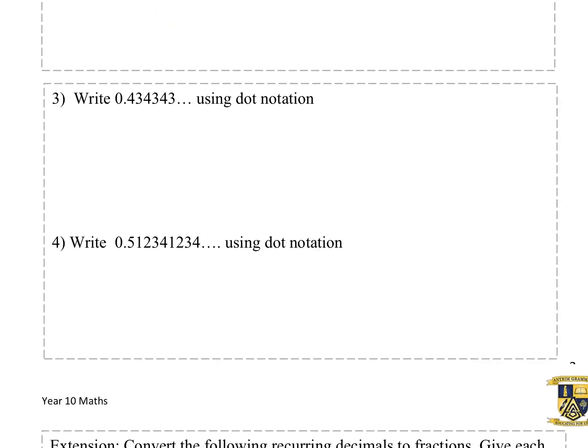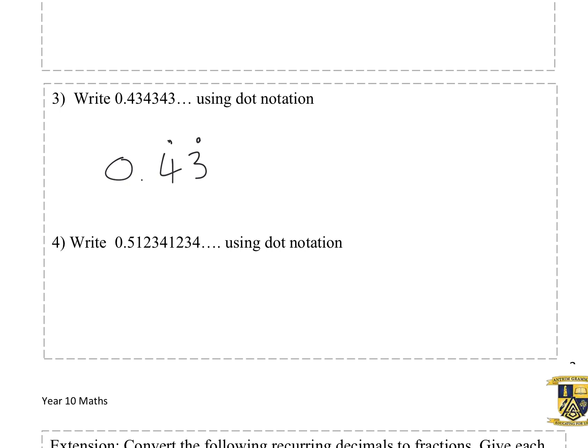Question 3. Write 0.434343 using dot notation. Well, the first number that recurs is the 4, and the last one is the 3, so you're putting a dot on top of the 4 and the 3.